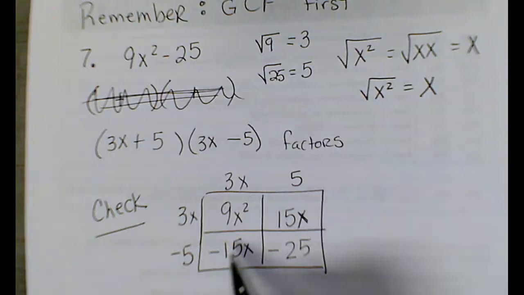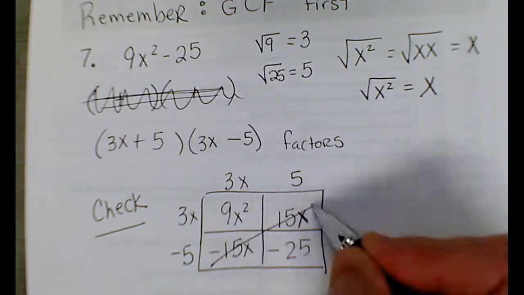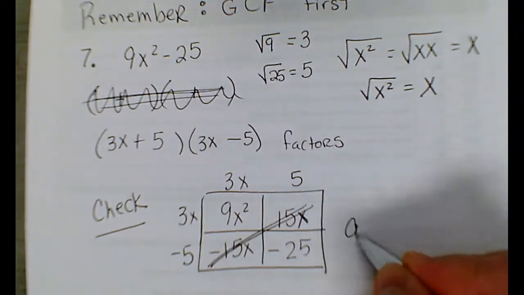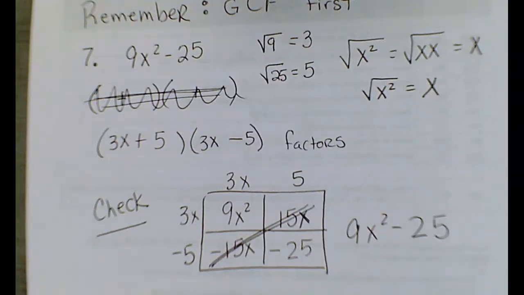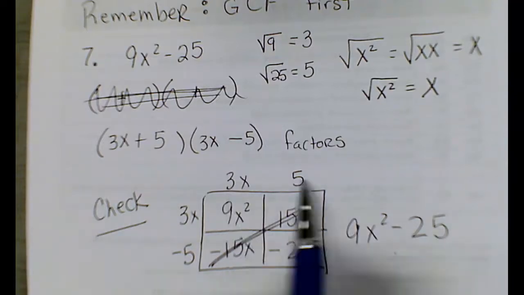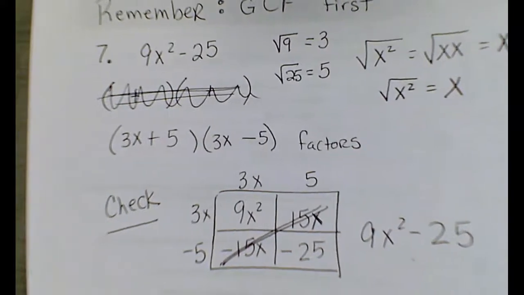Now, what happens to these two terms right here? What happens when I have a negative 15 and a positive 15? These cancel out. Is that the problem that I started with? So I am breaking this problem down to the factors. I'm breaking this problem down to what I need on the box to make it equal to that when I multiply it out.